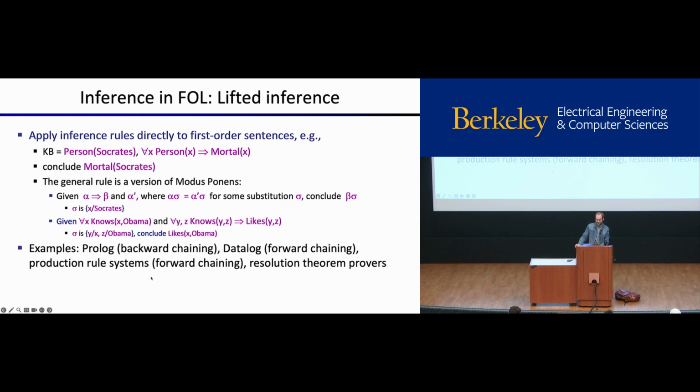Production rule systems, some production rule systems use forward chaining, and then you can also do resolution theorem provers. So that resolution algorithm I showed you briefly has an equivalent that deals in first order logic. And so we can prove things without ever looking, like I was mentioning before, at the particular possible worlds in which the sentences are true or false. And that's great because there are infinitely many possible worlds to look at.